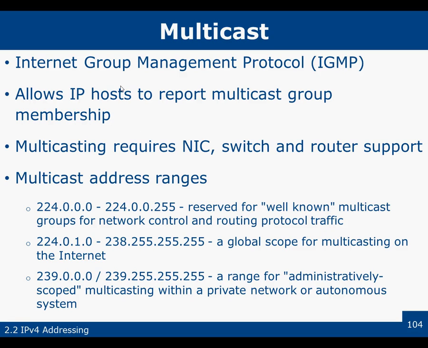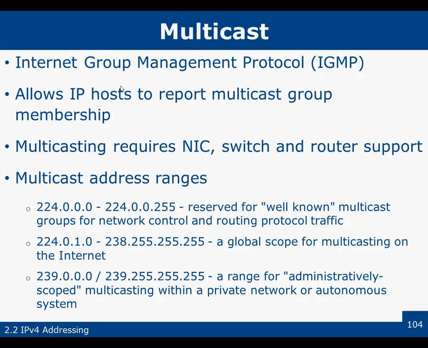Multicast, the IGMP protocol, manages those memberships. To do multicast, you have to sign up for it. You become a member of a multicast group, and then you are able to see whatever is being sent out from the multicast service at that socket, at that IP address and port number. It allows the IP host to report multicast group memberships. Routers kind of take care of this for us. Multicasting requires NIC, switch, and router support. Each of those devices has to support multicasting for it to work.